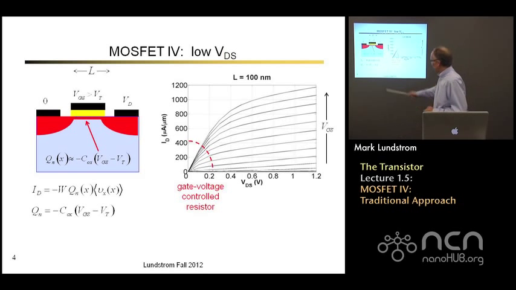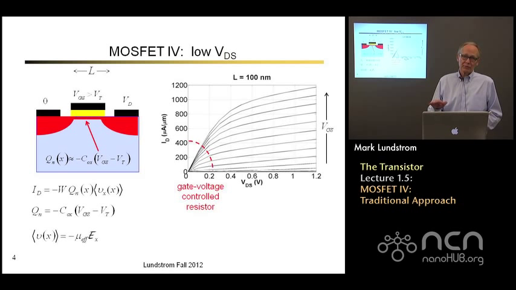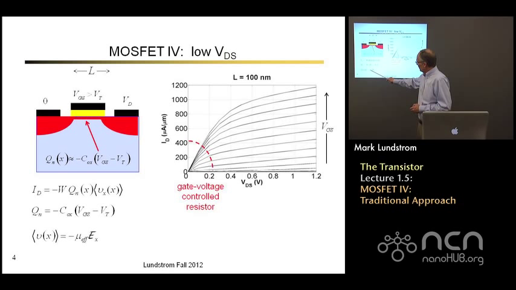Okay, we have a simple expression for the charge, and we've seen that if there's a constant electric field in the channel, and we saw from the energy band diagrams in the last lecture that there is under small drain to source voltage, then the average velocity is just minus mobility times the electric field.